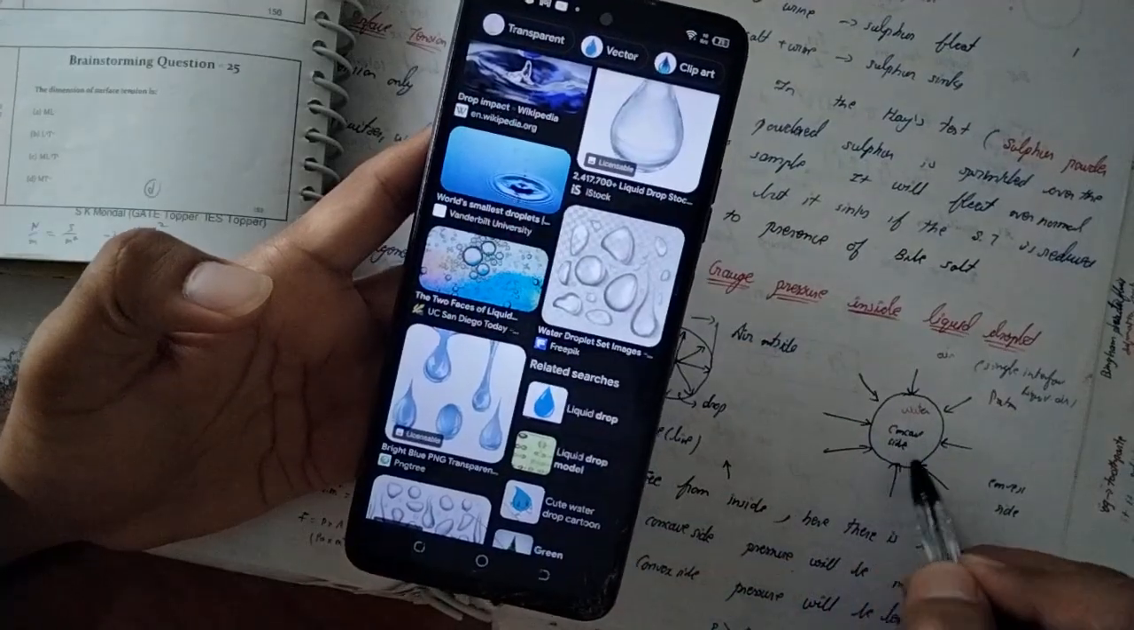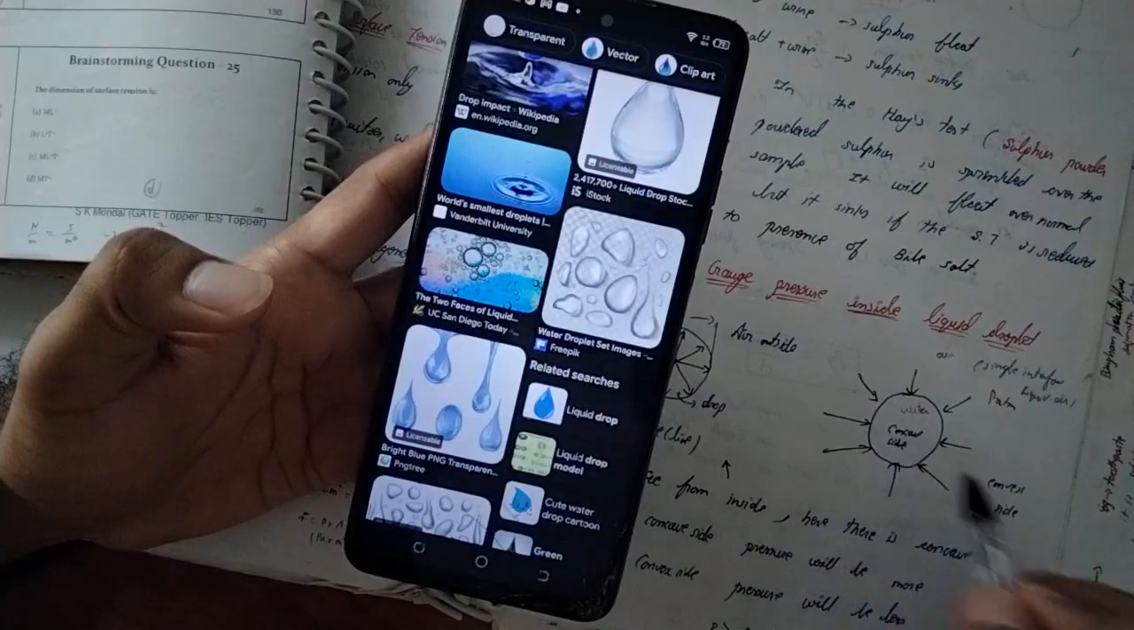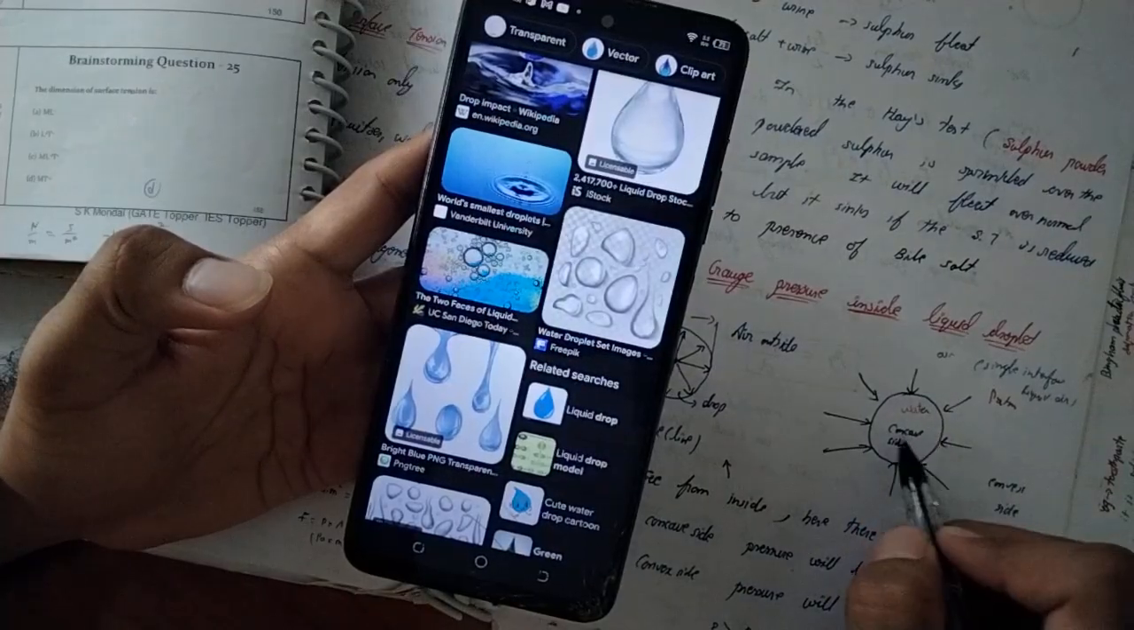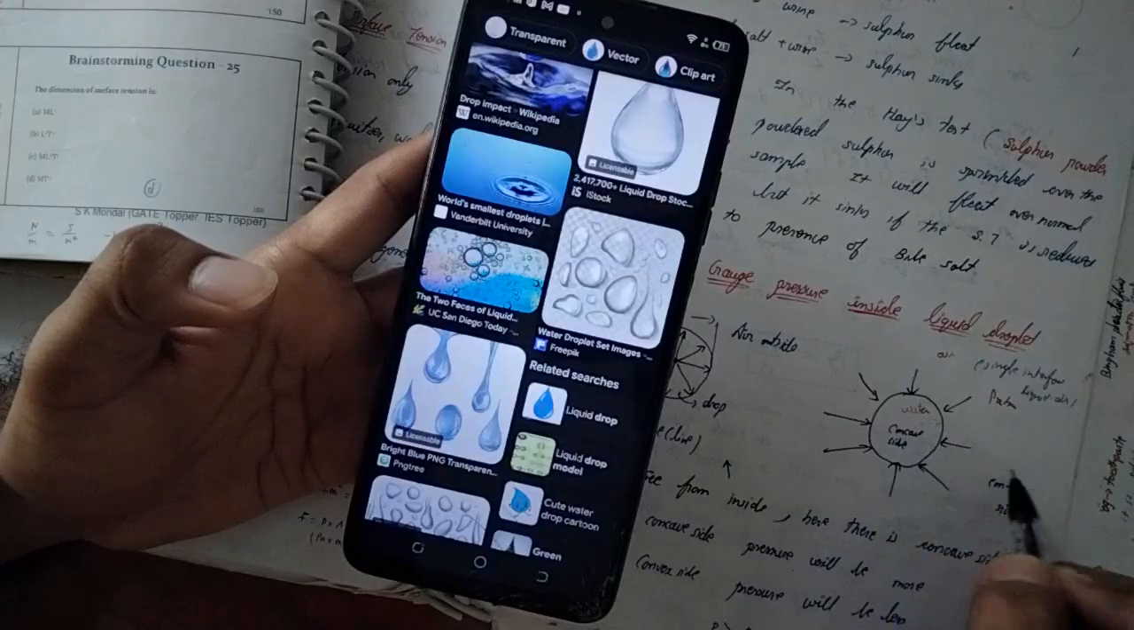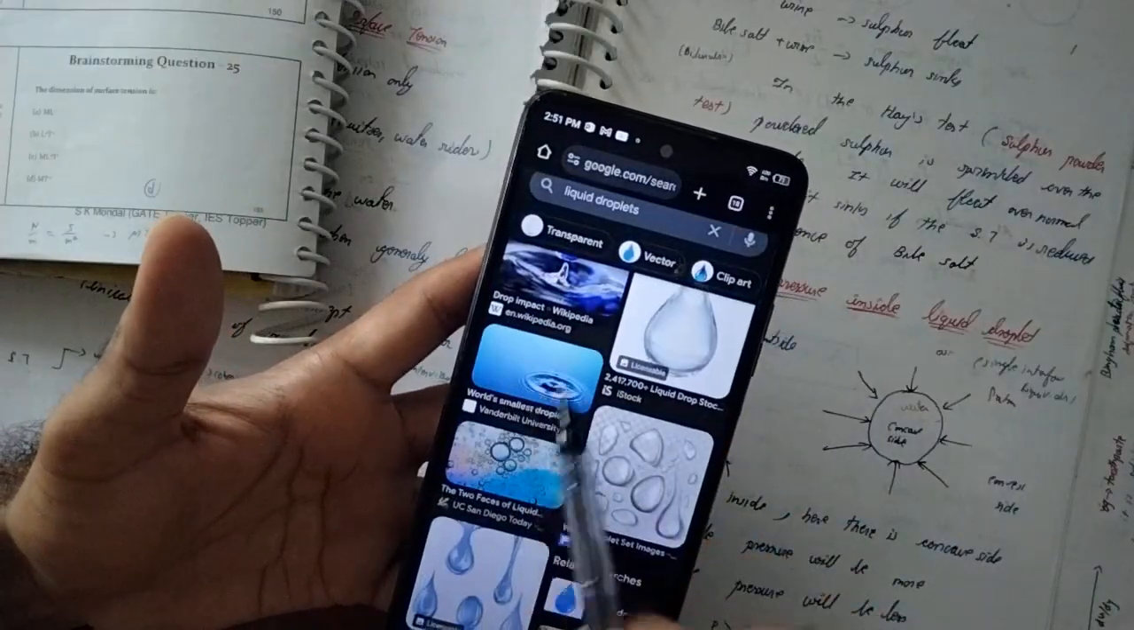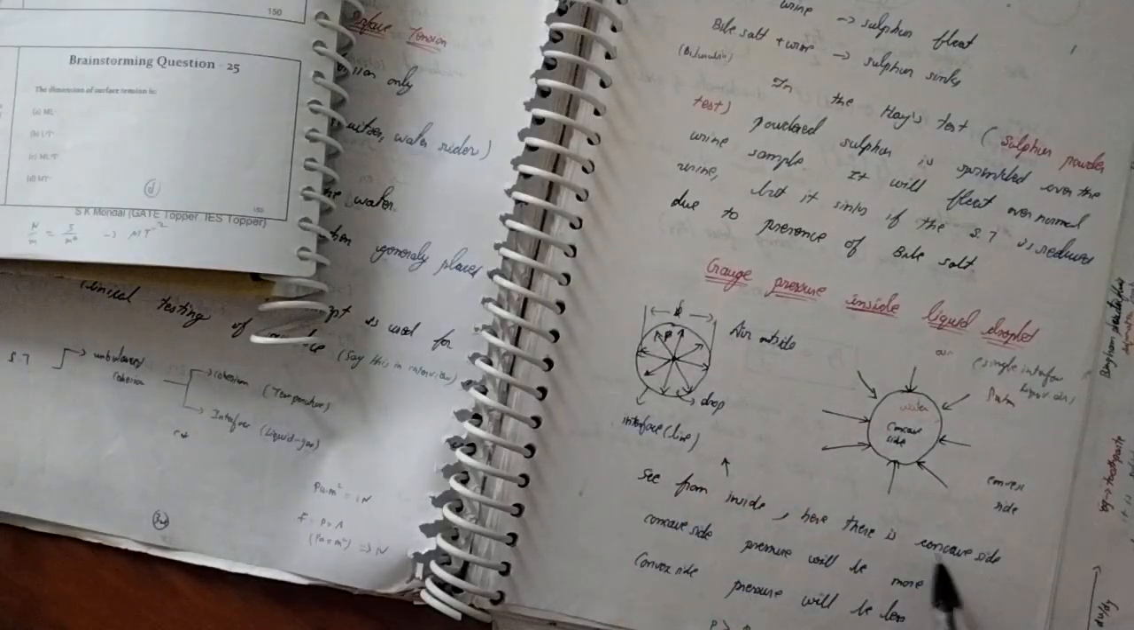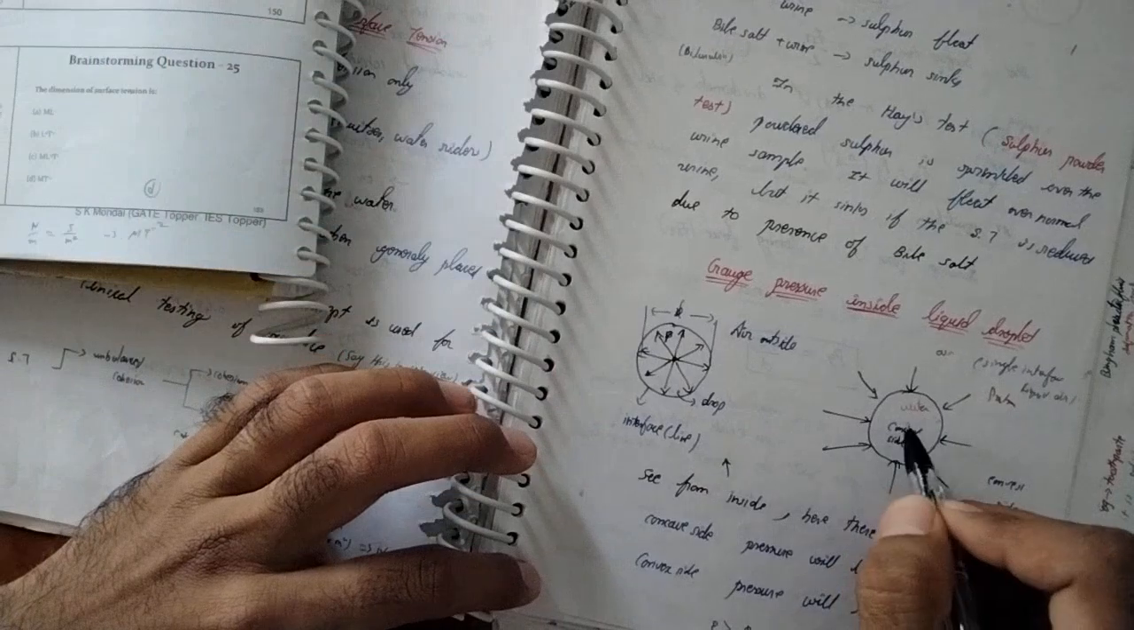You can see here the inside is concave and the outside is convex. The entire surrounding is acted upon by atmospheric pressure, P atmosphere, and the air is outside. From inside it looks concave, and from outside it looks convex. So the inner side pressure will be more.